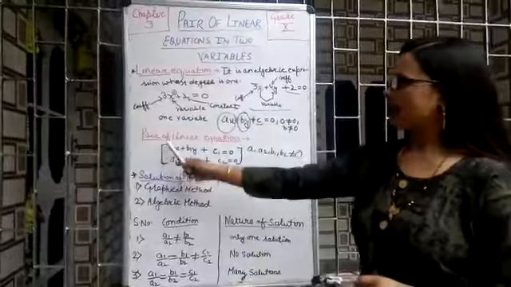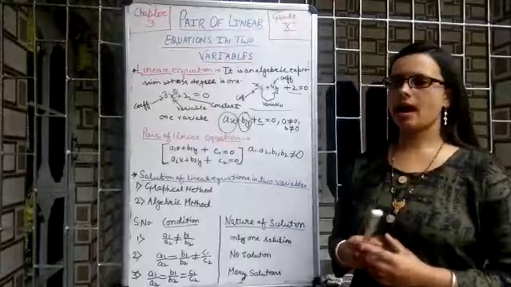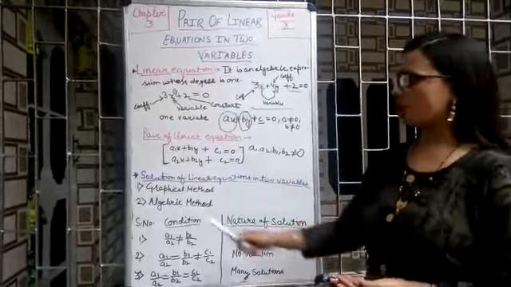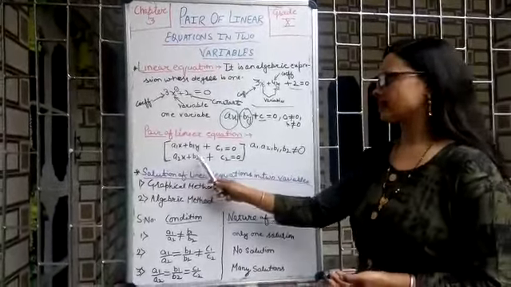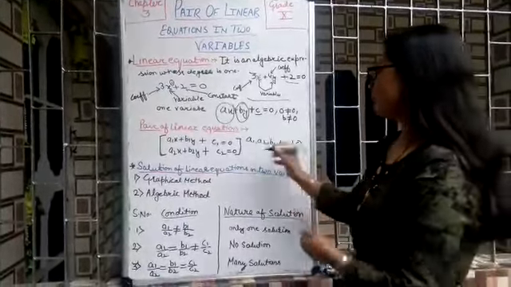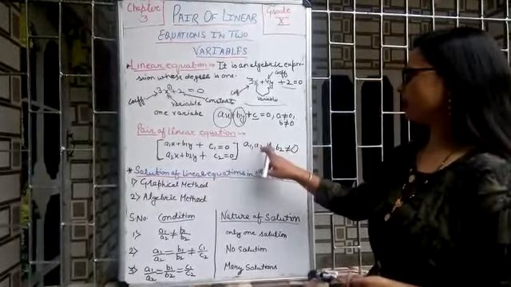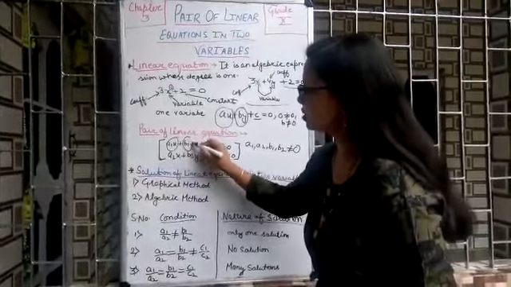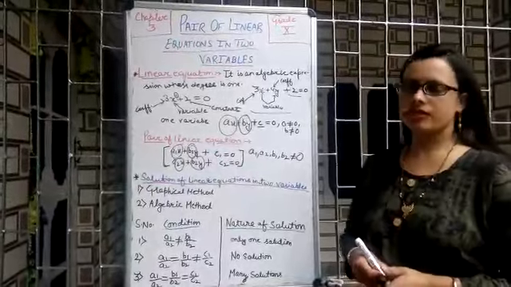Now come to the pair of linear equations. Pair of linear equations means we have two equations with two unknown variables. That is in the form of a1x plus b1y plus c1 equal to 0 and a2x plus b2y plus c2 equal to 0. Here again a1, a2, b1, b2 are not equal to 0, because if they are equal to 0, then these terms will vanish and we remain only with c1 and c2, which are the constants.